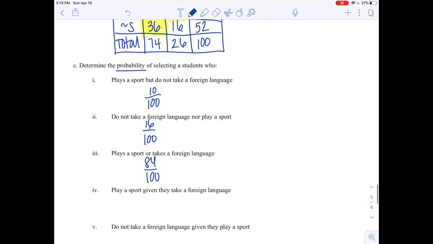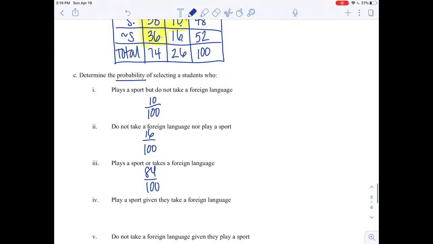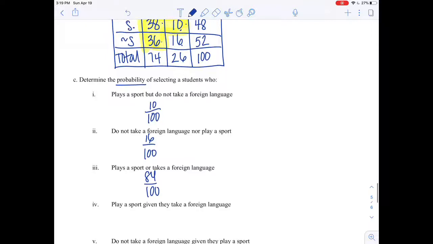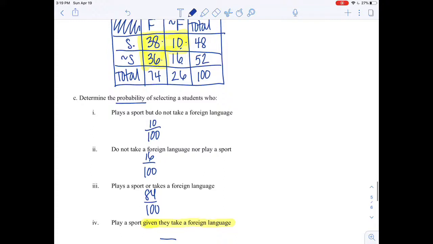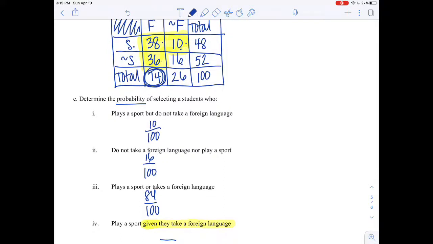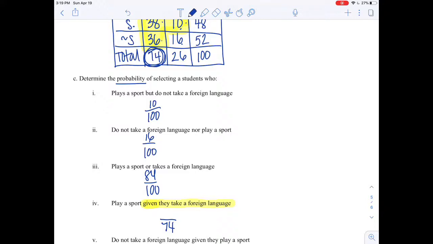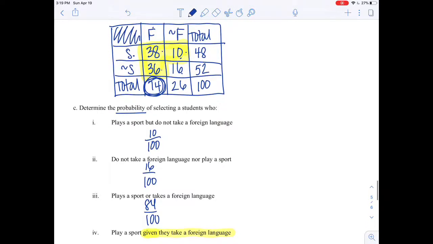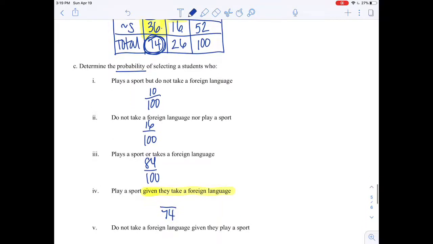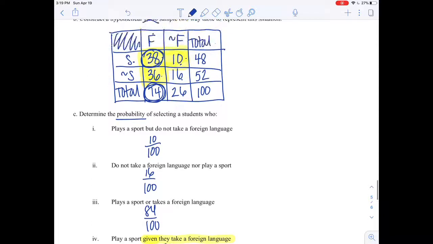Now this last one that I see right here, number 4, let's just save this for tomorrow. It says plays a sport given that they take a foreign language. But I just want to point out that word given, because that's going to be the game changer in tomorrow's lesson. Given that they take a foreign language means that you're only selecting out of the people who take a foreign language. How many people take a foreign language? 74. Of those 74 people, how many people play a sport? 38 of those people play a sport out of that 74. And that's going to be the big game changer in tomorrow's lesson.